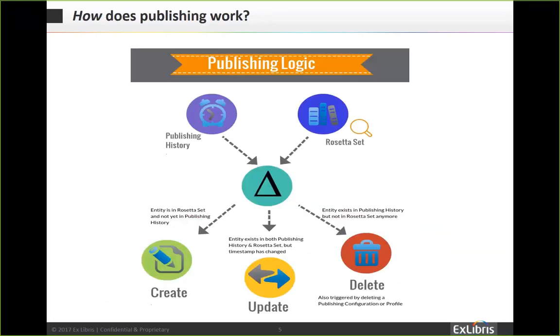I'm going to move on to the publishing logic. So basically we have three options. We have the create option, which we saw, update, and delete. So how does the mechanism work in the background? As we said, we've created our Rosetta set, and we have publishing history in the background. So on the first publish, when I first create my configuration, my profile, in the database, we're going to have the publishing history saved in the background, which is basically each one of the IEs is going to be saved with a profile ID and with a timestamp of the last time it was published.